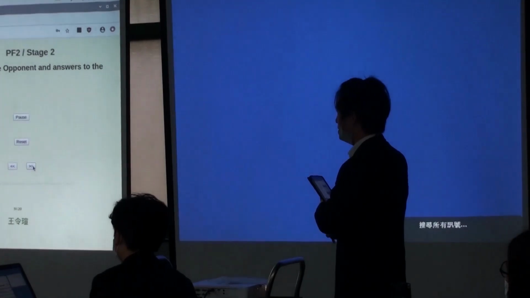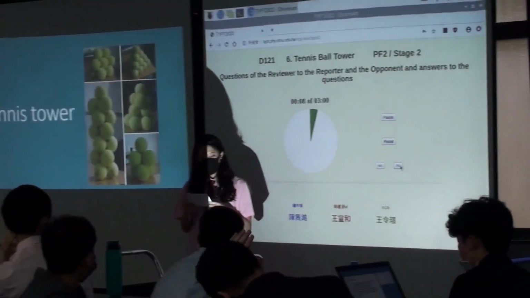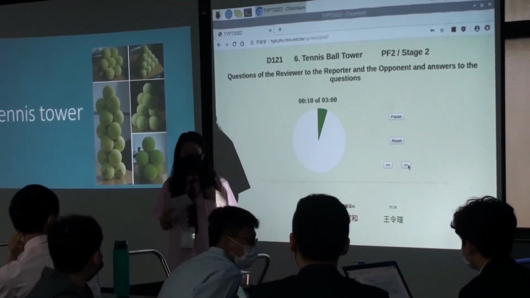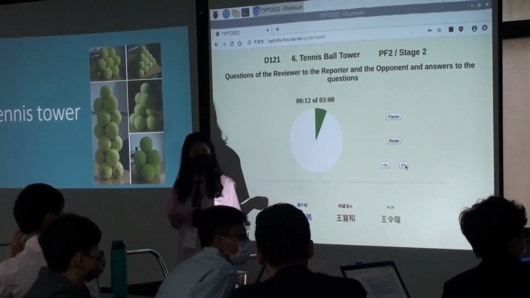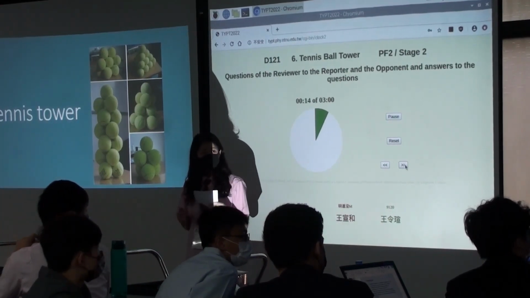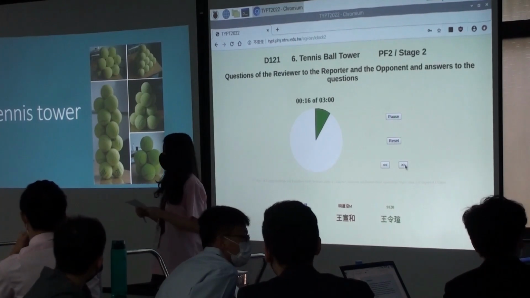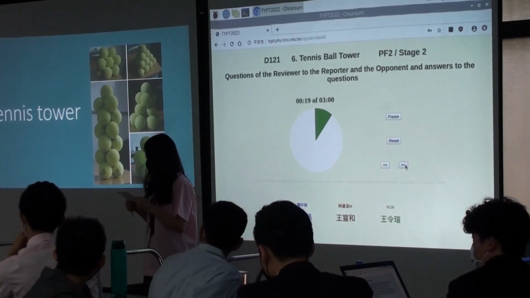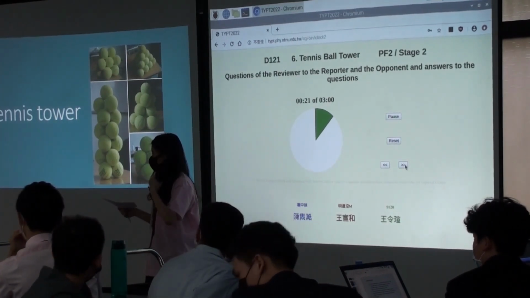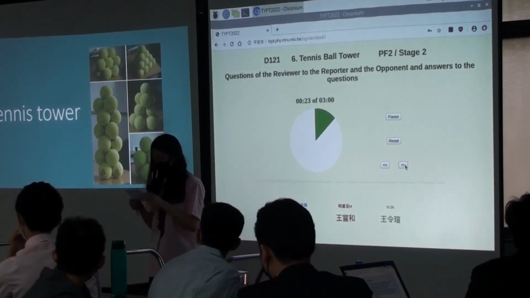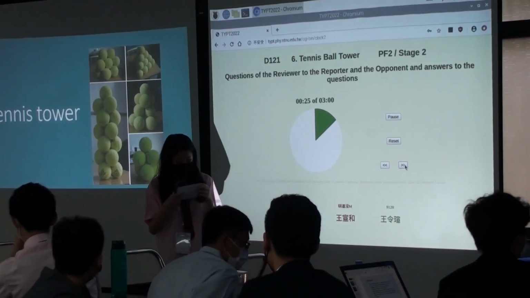First question I want to ask is how to define stability in just one sentence. Stability is when the entire tower doesn't change anymore throughout time. Okay. And I'm going to talk about the next question.